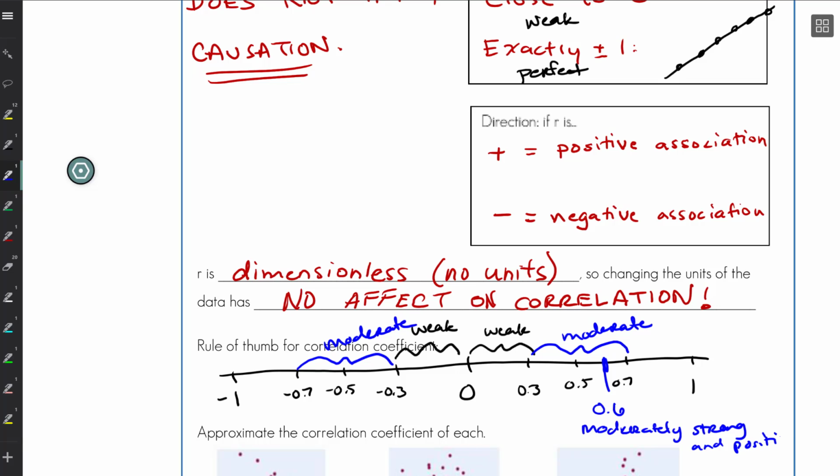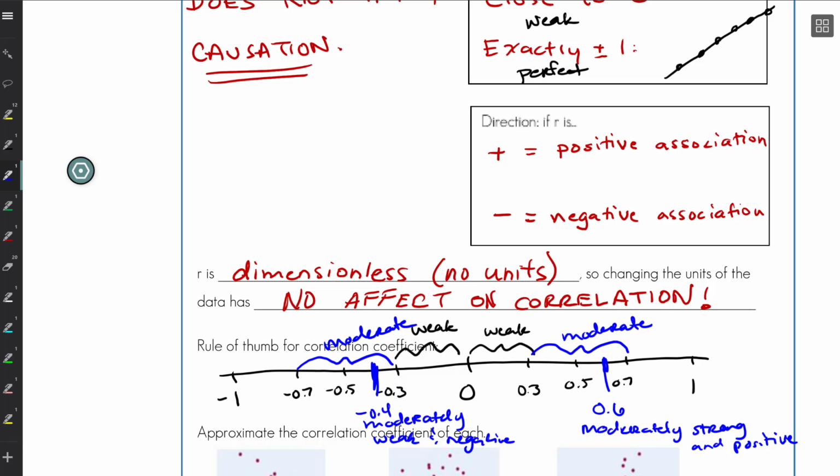If it was -0.4 down over here, that might be something I would say is closer to the weak end of the scale. So that's moderately weak and negative. And that's how you can start to use that wishy-washy language, use that moderate term to bridge the gap between something that's weak or something that's strong.